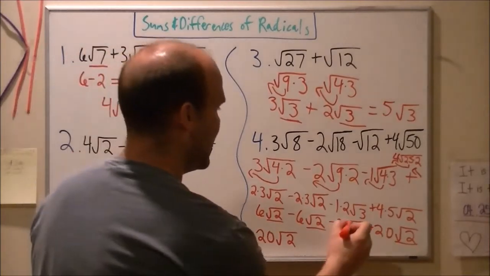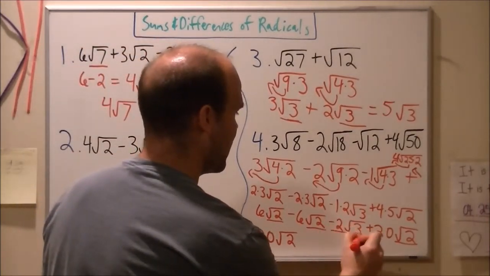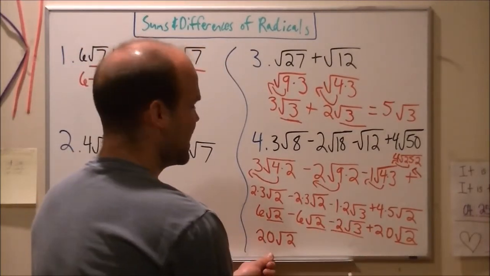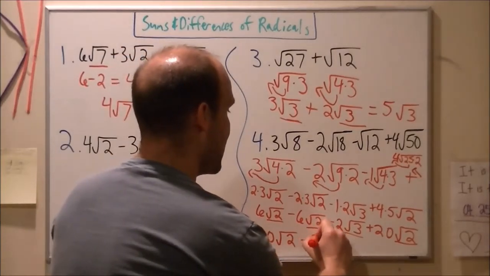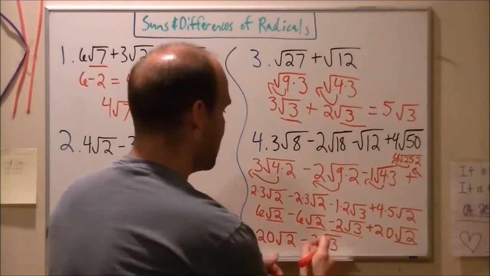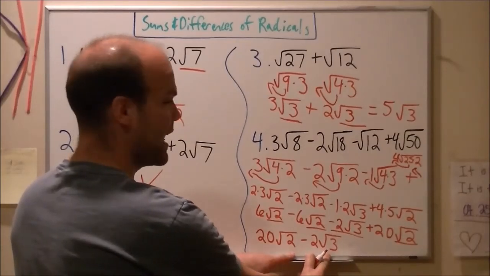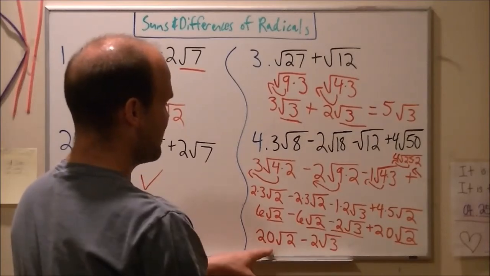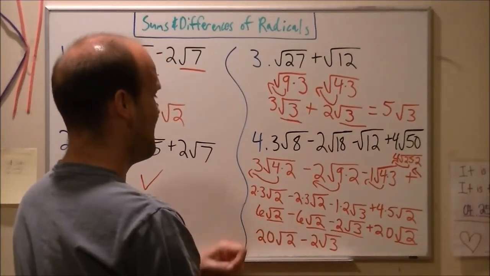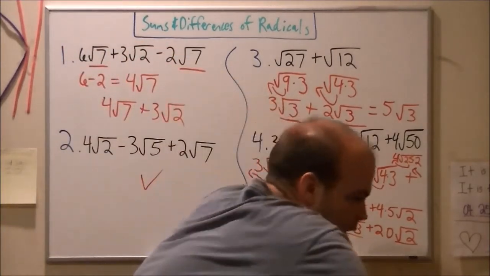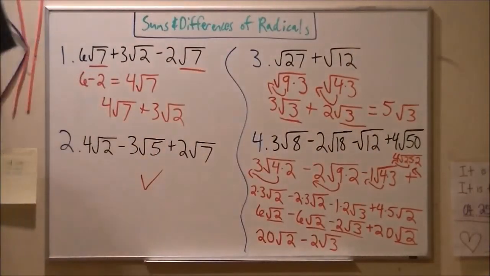And the only number I have left is this one right here. I have nothing else in common with it, so I just rewrite minus 2. Don't try to combine these because they have different bases, and you cannot add or subtract terms that are different in base. So what I have is 20 square root of 2 minus 2 square root of 3. And guys, that is my final answer.